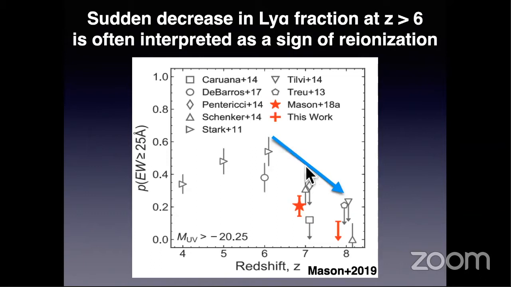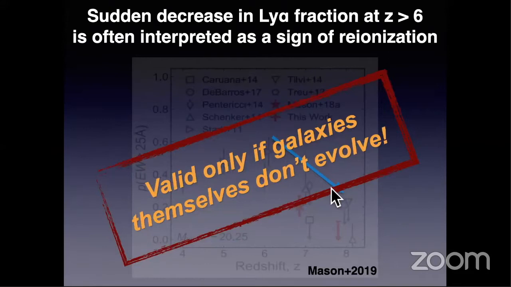This drop in the abundance can only be attributed to the IGM if galaxies themselves do not evolve. If we don't have any evolution in the galactic properties, in their column densities, outflows, all the properties that they have, and they stay fixed or have minimal evolution, then you can safely say yes, this drop is really due to the IGM and reionization, right? So this is the main idea of the talk. We want to see the conditions by which evolution in galaxies themselves can really reproduce this drop.